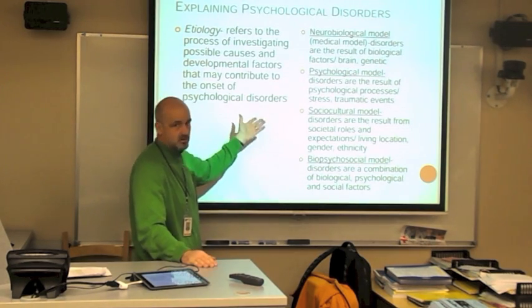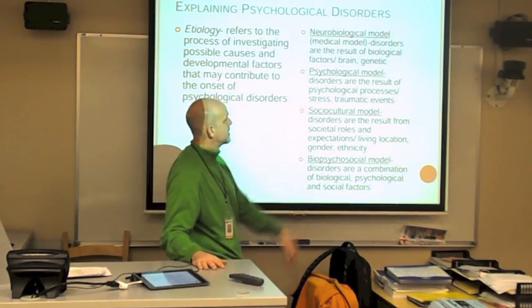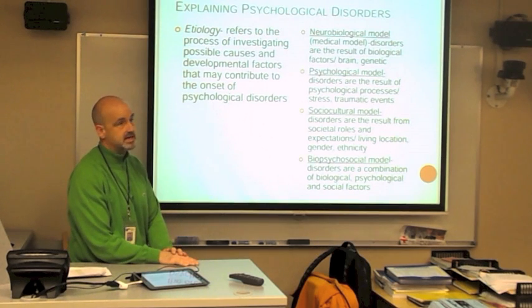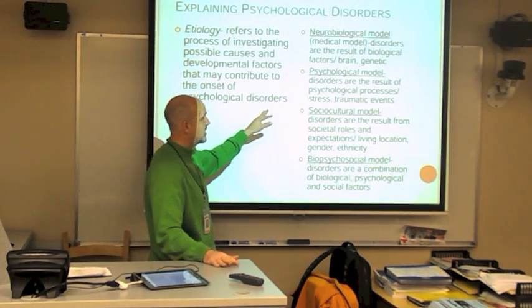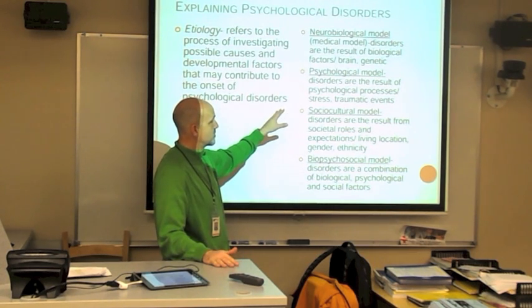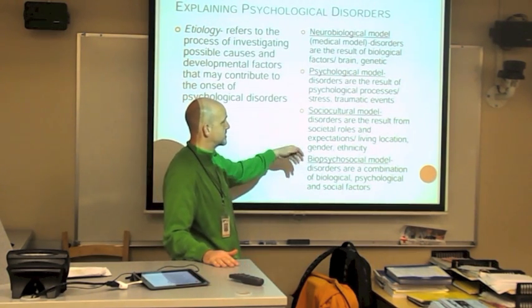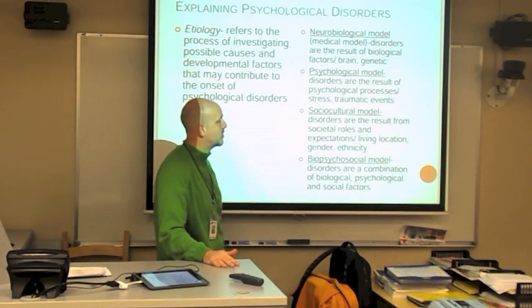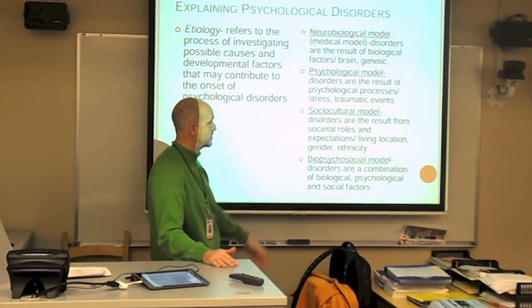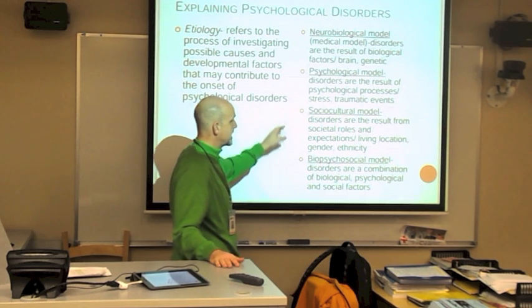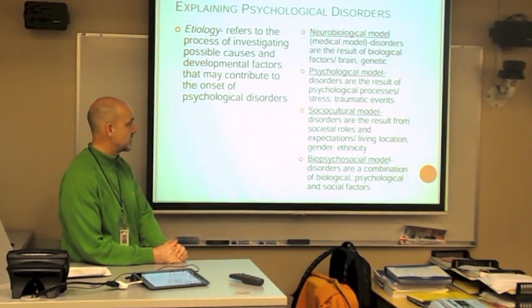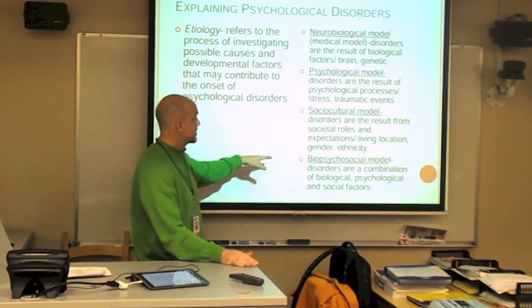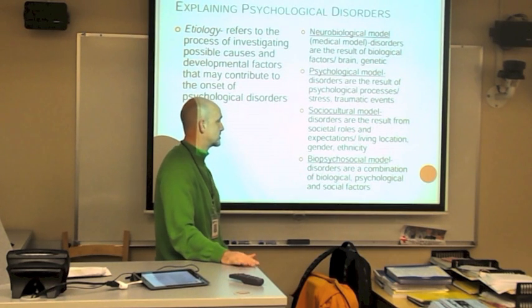The neurobiological model, which is the formal name for the medical model, looks at the result of biological factors, such as the brain or genetics, which is prevalent in certain types of disorders. The psychological model looks at disorders as the result of psychological processes, how people interpret stress, traumatic events that they might have been a part of, and how that's affected them long term. The sociocultural model will look at societal roles and expectations, living location, gender, ethnicity, and cultural backgrounds, in terms of their contribution to psychological disorder.